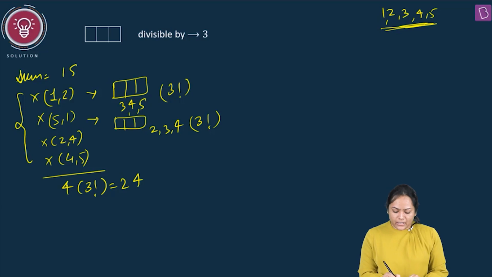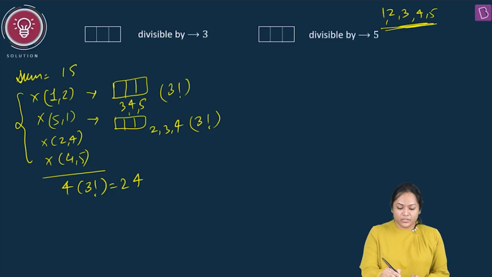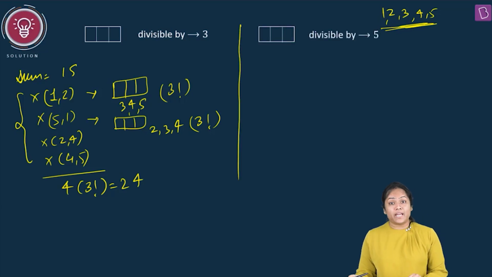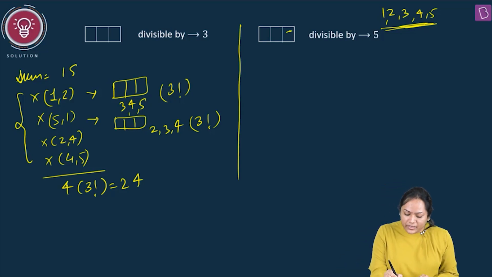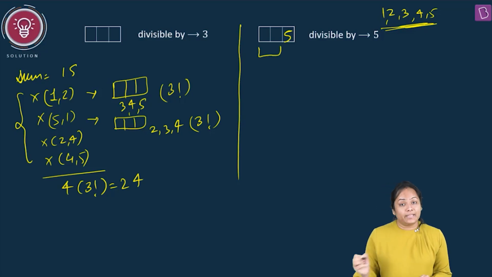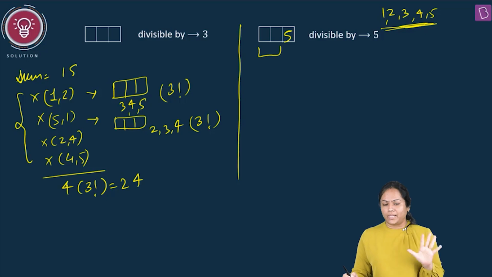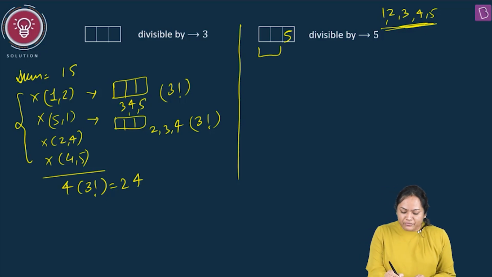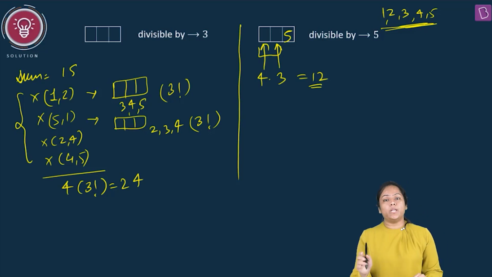Now I have to find the numbers which are divisible by 5. If the number is divisible by 5, the case is really very simple. The last digit definitely should be 5. So I have 2 places left and I have 4 numbers to place. My first place will have 4 options multiplied by my second place, which is going to have 3 options. Total 12 numbers will be there which are divisible by 5.